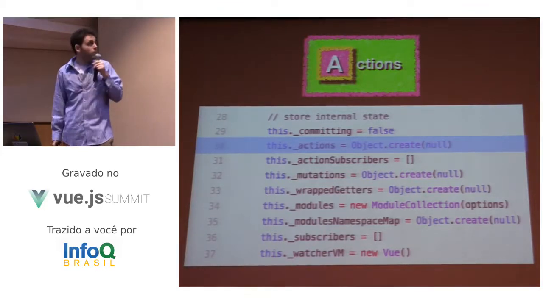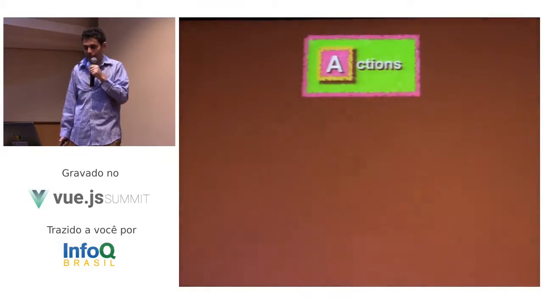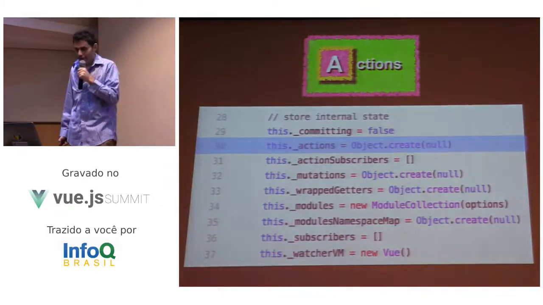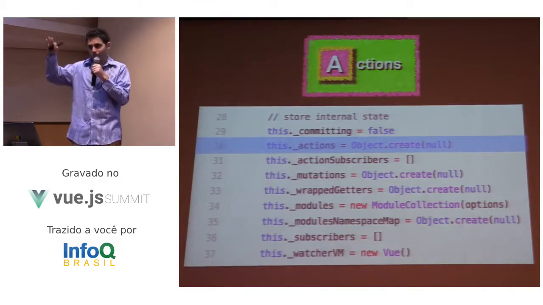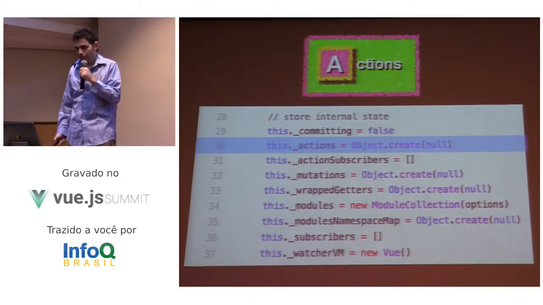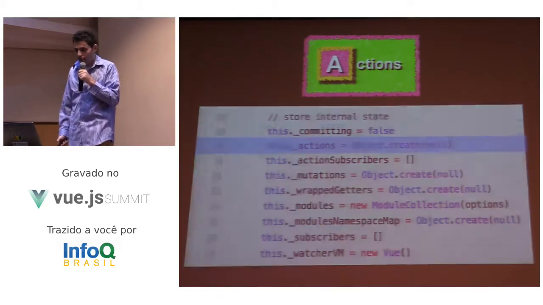And Object.create(null), all that does, whoops, let's go back for a second. Can I go back? Yes, okay. Object.create(null), all that does is just create an empty object. That's just creating an empty object. It's just fancy. It's cute.